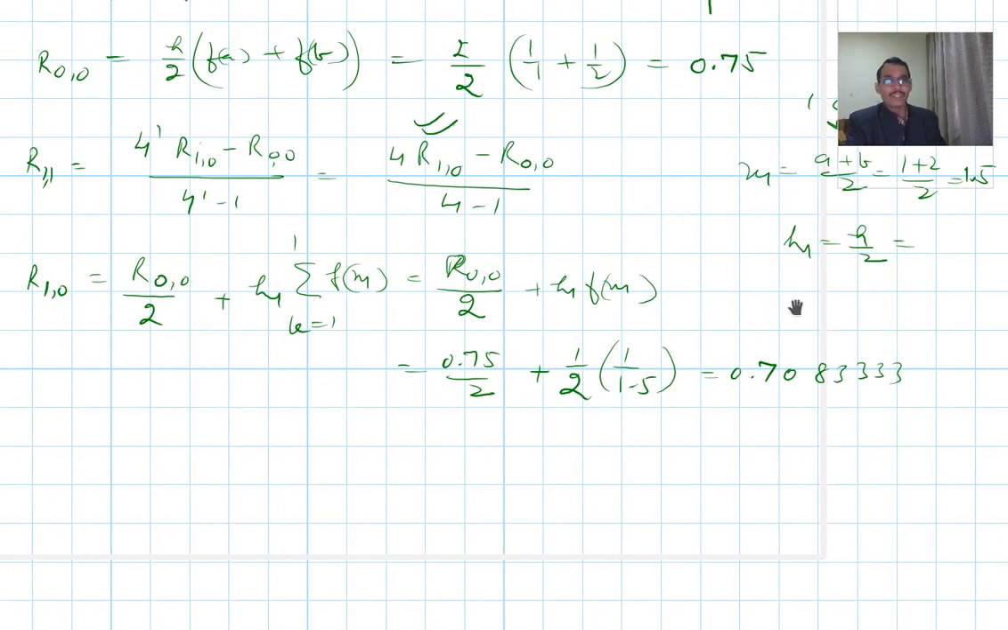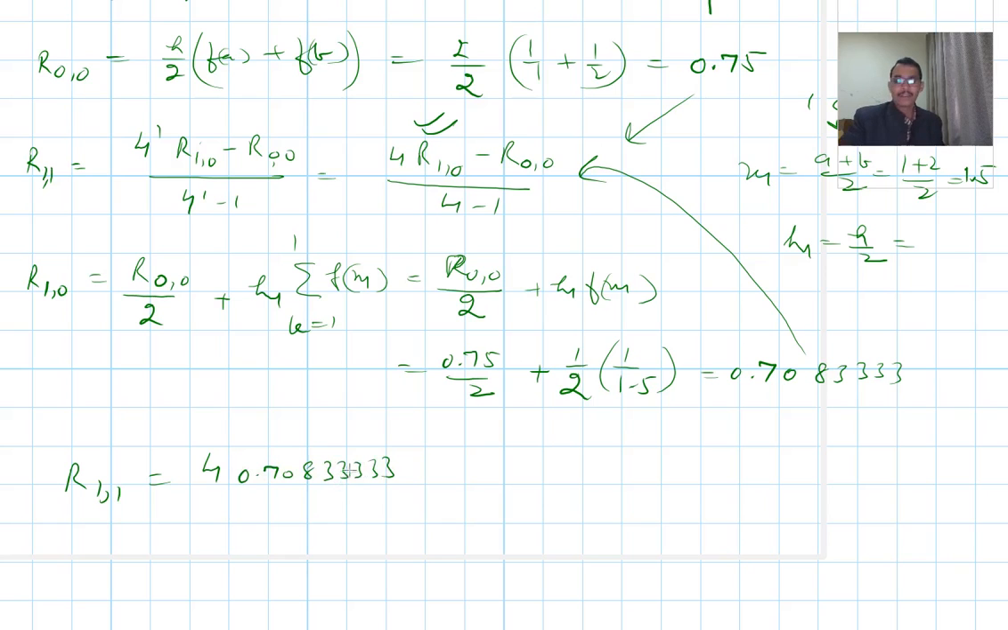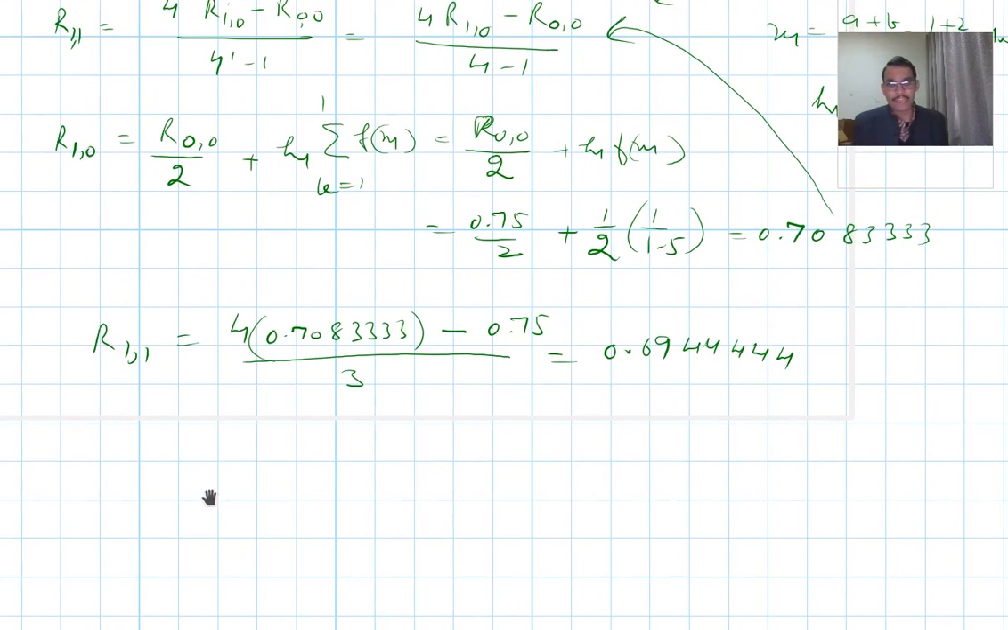Now let us substitute this value in this equation. When I put this value here, and we know the value of R00, that means R11 is equal to 4 times 0.7083333, right, and minus 0.75 divided by 3, so its value comes out to be 0.6944, right? Now let us evaluate the next value.